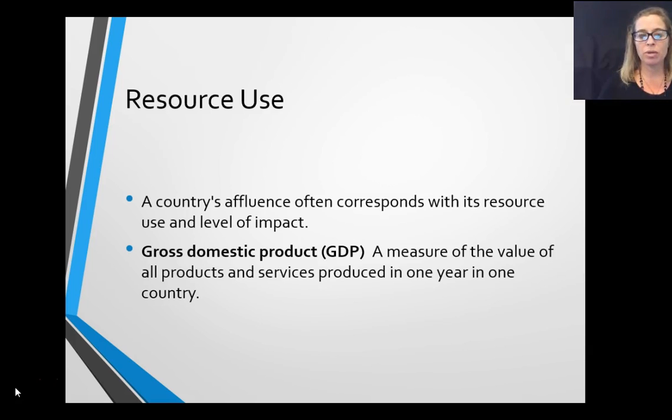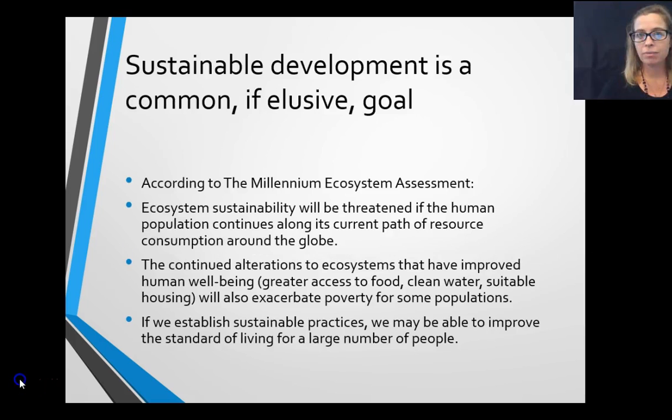One of the last things that I wanted to talk about was the gross domestic product. The gross domestic product is a measure of the value of all products and services produced in 1 year in one country. Well, what does that mean? It means that as the gross domestic product increases, you're also typically going to have an increase in resource use. But that doesn't necessarily have to be the case. The human population doesn't have to utilize resources any longer in order to maintain the current population.